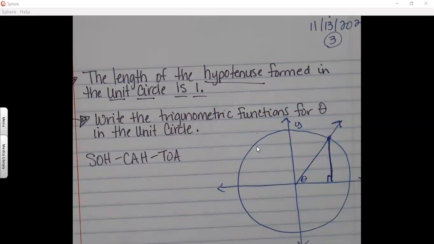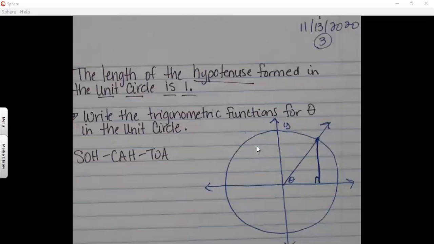And we said on the previous slide that the base would be your value of x, right? Your x coordinate. Your height would be your value of y, the y coordinate. And what did we say the length of the hypotenuse was? 1. So right now, that's the only leg that we know the exact value of.